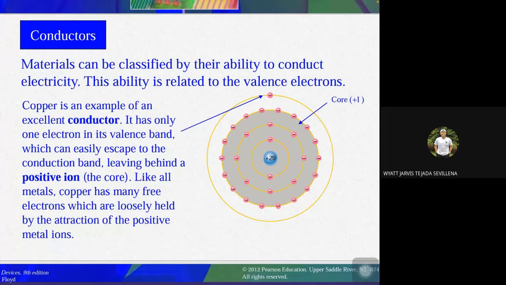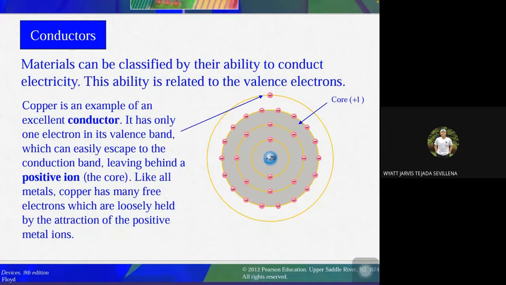Okay? It has 29 electrons. But how many electrons are in the outermost shell of the copper atom? Even without memorizing, we can see in the slide that it has only one. No? It has only one electron in the outermost shell. So, it has only one valence electron. So, copper is an example of an excellent conductor.